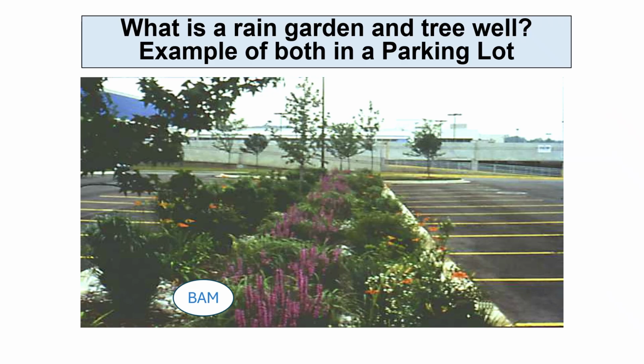Let's define what we mean by a rain garden and a tree well. A rain garden is essentially a natural or engineered depression that sits below the level of its surroundings. Its primary purpose is to collect runoff from nearby impervious surfaces, like parking lots or roads. Typically, rain gardens are designed with various types of vegetation beyond just trees. In contrast, a tree well is a similar type of depression, but it specifically surrounds a tree. Like a rain garden, it's also designed to collect runoff.